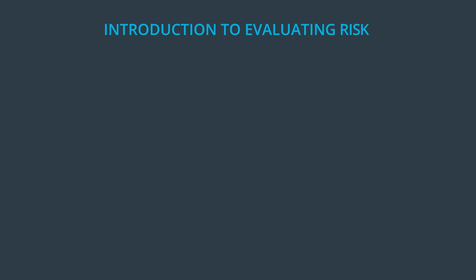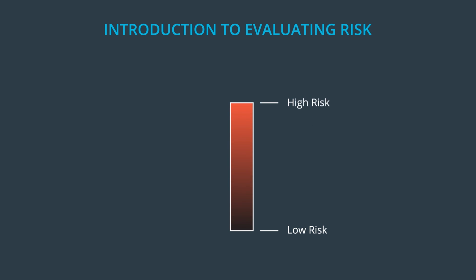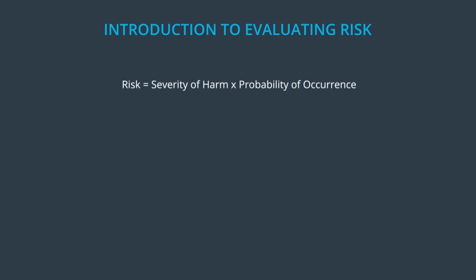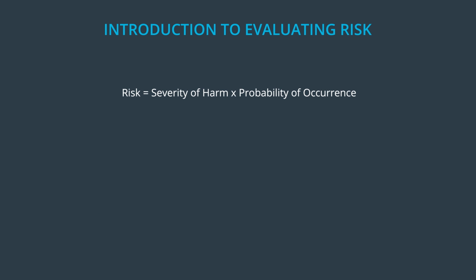Now that we have an idea about how to identify hazards, we need to evaluate the risk associated with each hazard. Evaluating risk will be an important part of our more formal functional safety analysis. Every hazard has a certain risk associated with it. And since we are thinking like functional safety engineers, we are going to define risk numerically. Risk equals severity of harm times probability of occurrence.